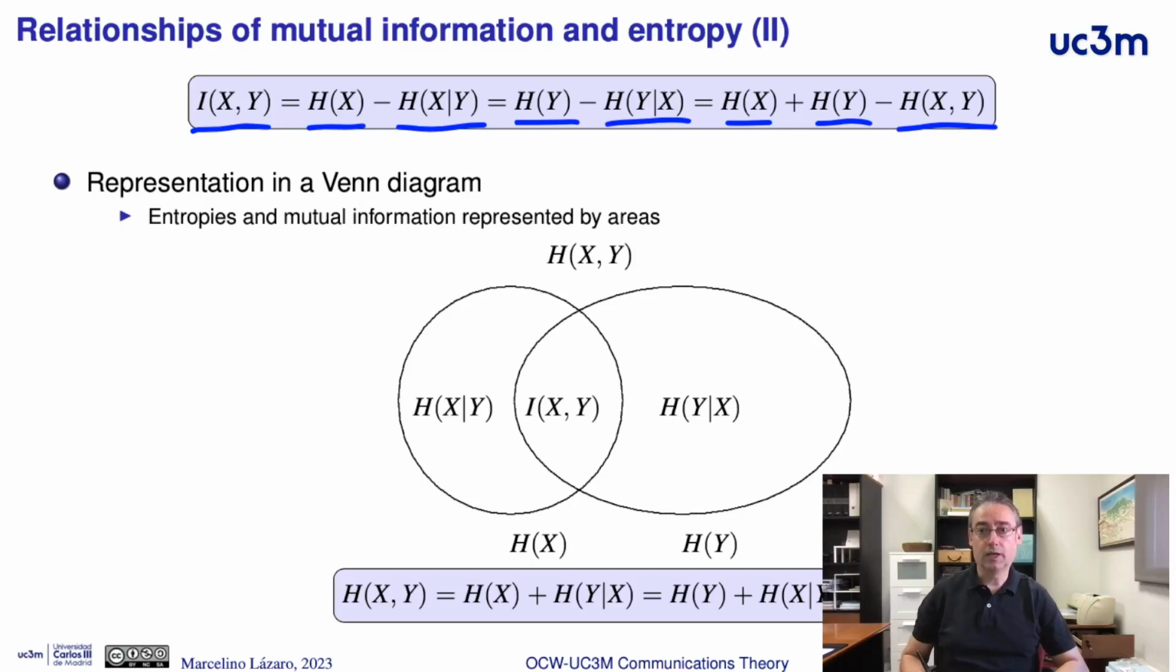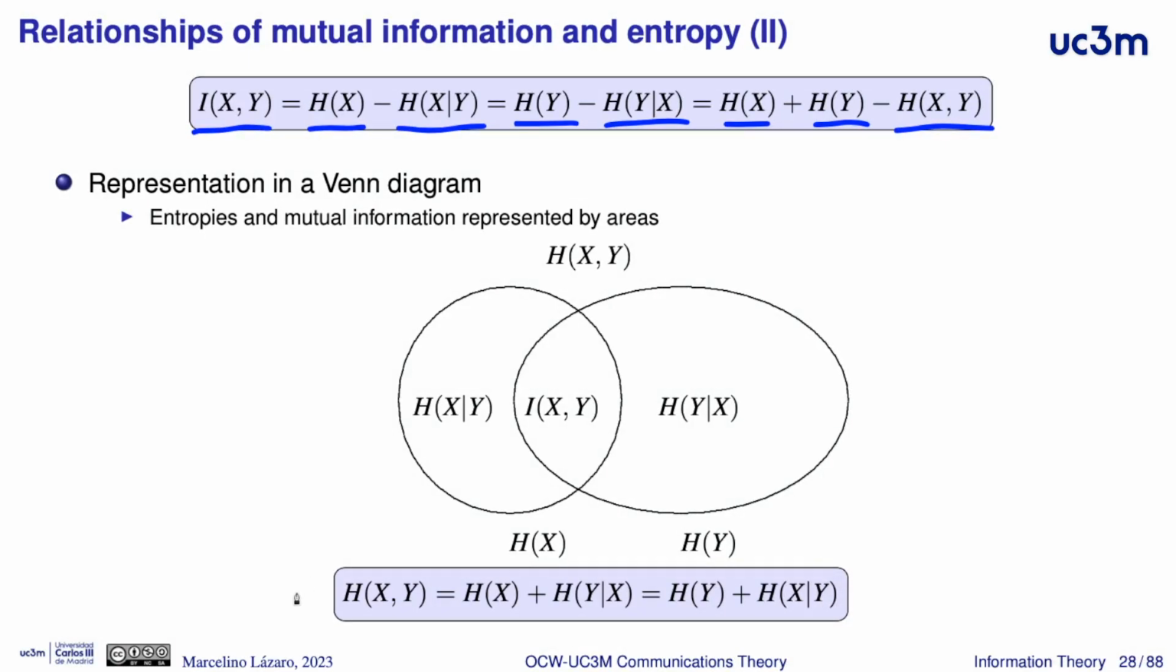With respect to the joint entropy between the two random variables x and y, it can be obtained as the addition of the entropy of one of the variables plus the conditional entropy of the other one given the first one. For instance, it is equal to the entropy of x plus the entropy of y given x, or the entropy of y plus the entropy of x given y. A Venn diagram with circles representing areas can be used to represent these relationships.